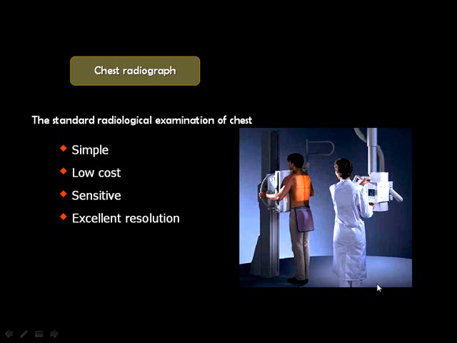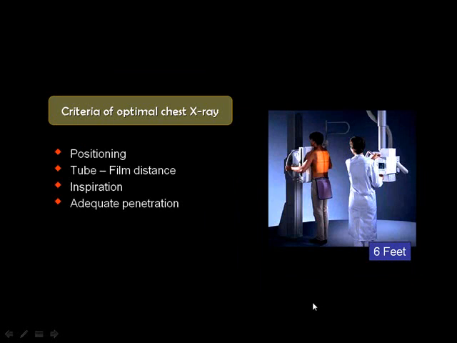procedures in the radiology department, and in many departments it represents about 40% of the daily work of the radiology department. That's why the chest X-ray is very important, since it is very simple and of relatively low cost. However, it is considerably sensitive and provides excellent resolution in the detection of pulmonary and mediastinal pathology.